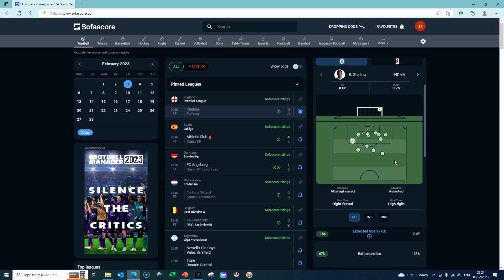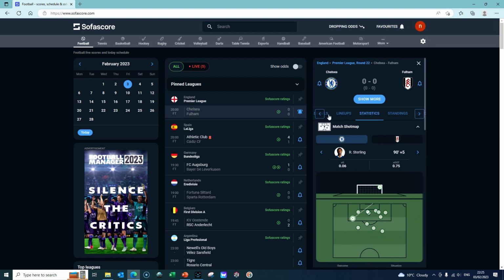So we know what XG is now, and we know how it works. So how can we use it? Well, if you look at Chelsea, first of all, I'm going to go off what I used to do in the past, and I used to look at in-play stats.